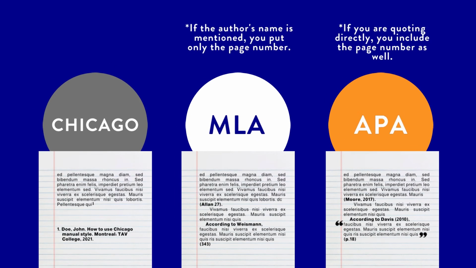It's very important to note that the way in which you will present the citations in your work will differ greatly depending on the citation style you are using. For example, Chicago uses footnotes as in-text citation. MLA asks you to provide a page number, whereas APA asks you to mention the author's last name and the year of publication.